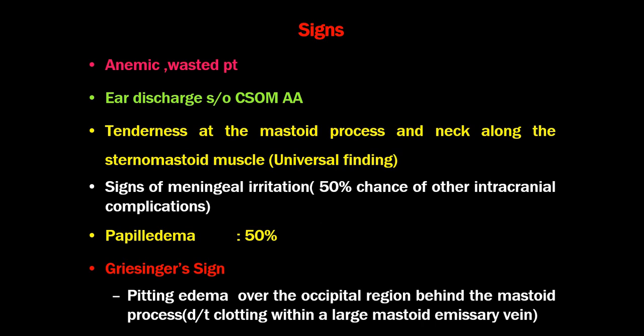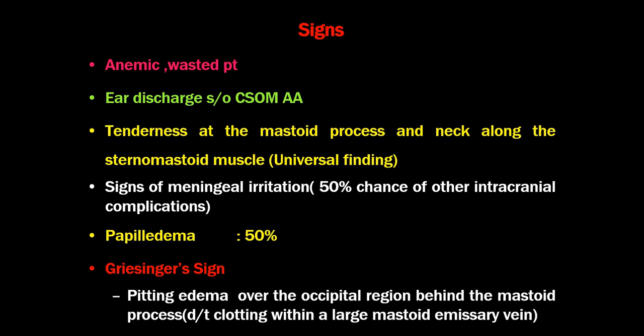Signs: first, the patient will be anemic and wasted, with a history of discharge, which suggests CSOM as the etiological disease. The discharge is foul smelling and sometimes blood stained. There will be tenderness at the mastoid process and the neck along the sternocleidomastoid muscle, which is important and a universal finding. So in case of lateral sinus thrombosis, there will be pain or tenderness around the neck, along the sternocleidomastoid muscle.